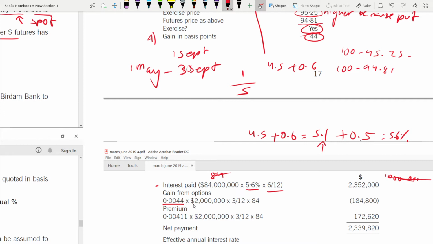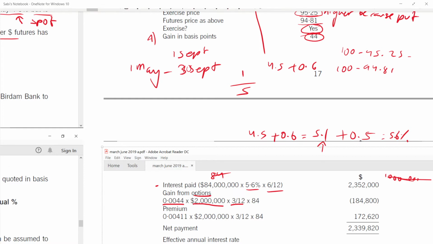Contract size is 2 million. You always have to multiply by the contract size and into 3 over 12. Why 3 over 12? It is an option. Remember, when you are doing an option, it has to be for 3 months. Option is only for 3 months. So don't go and put 6 months over there. 6 months you are putting here, because this is spot. In the spot is what you are paying.